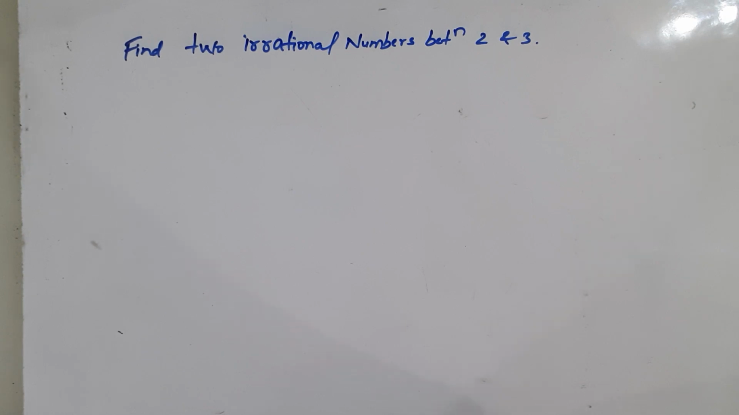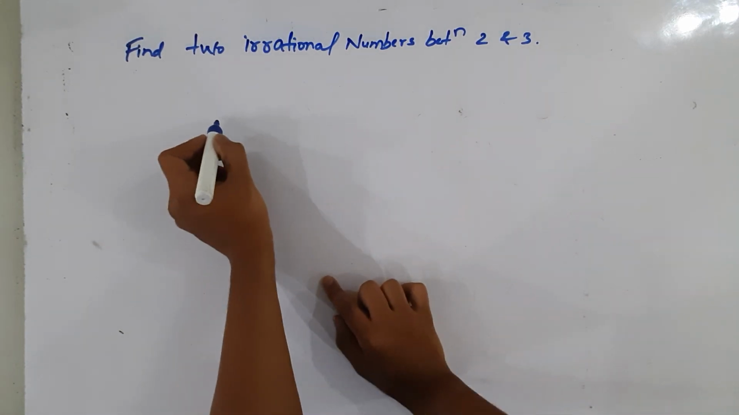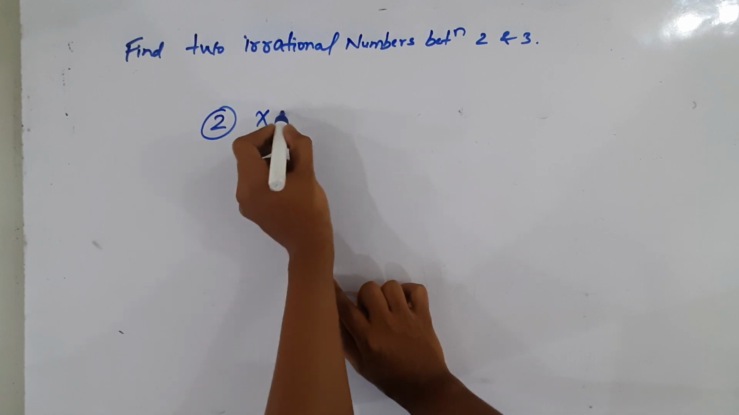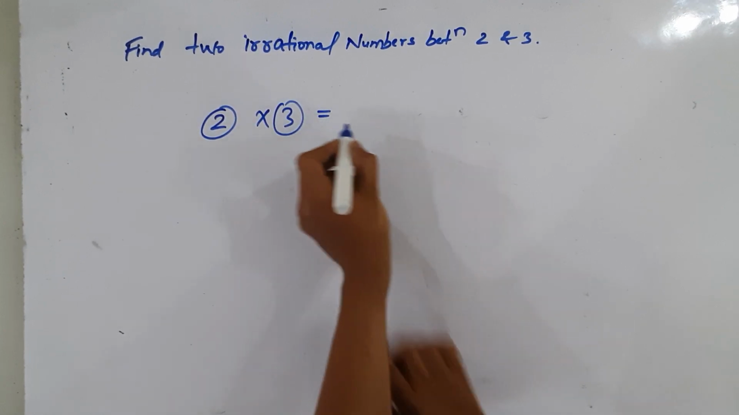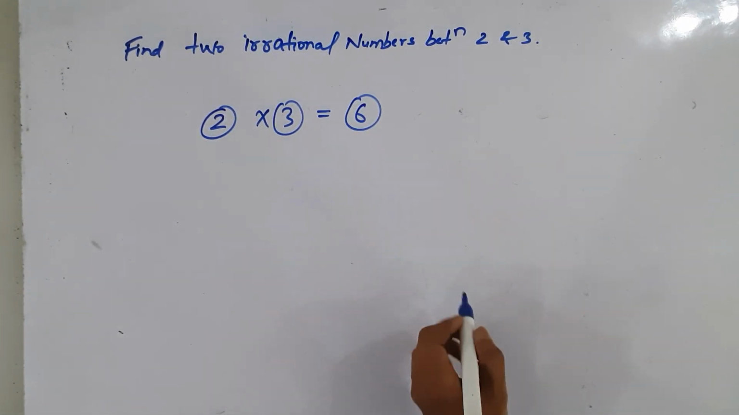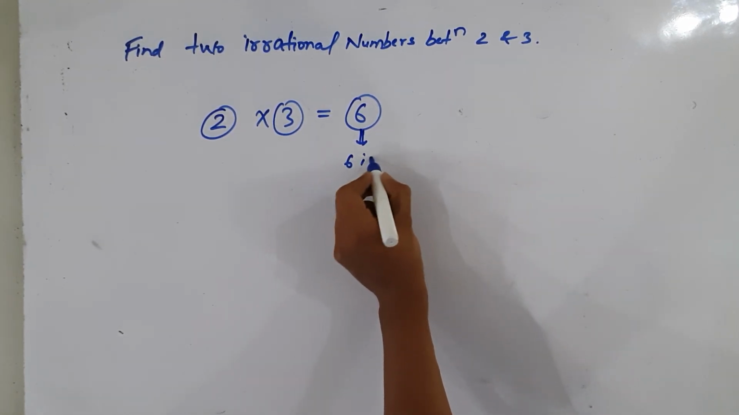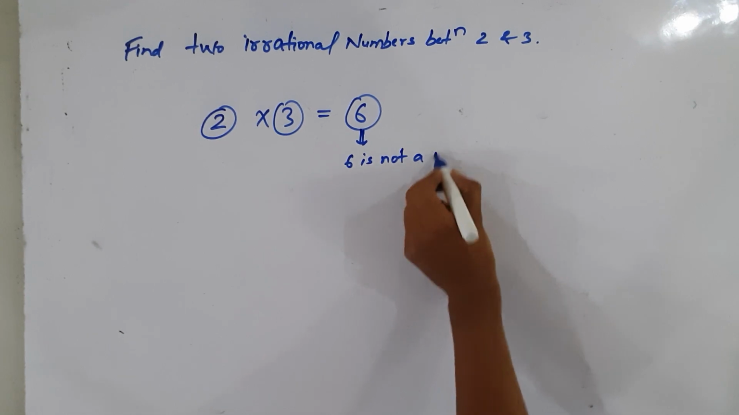So, first of all we will discuss some questions on how to insert irrational numbers between two given numbers. The question is: find two irrational numbers between 2 and 3. To insert irrational numbers between two given numbers, we have to multiply the given numbers, that is 2 and 3. If we multiply we get the value 6. So here we can say that 6 is not a perfect square.